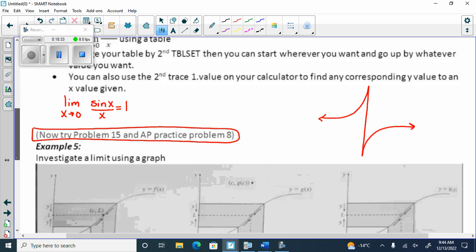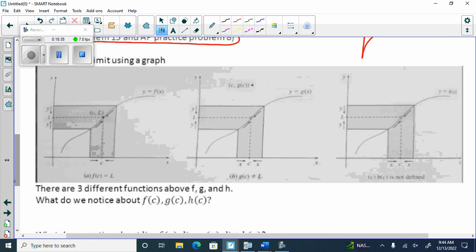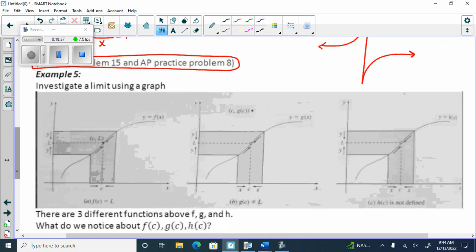All right. Here we are. Investigating a limit using a graph. So we're looking at this. This here is the graph right here. This is the graph of f of x, and here's a closed dot. Do you see that? That graph is said to be continuous. We agree?